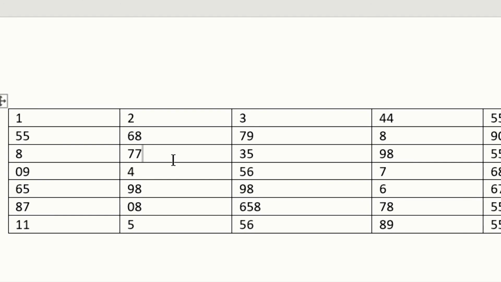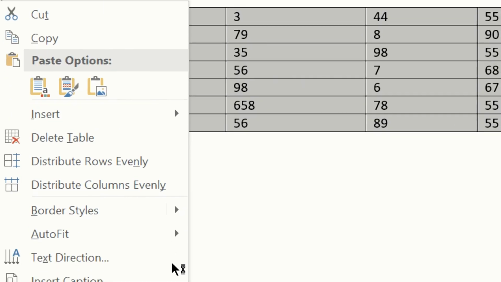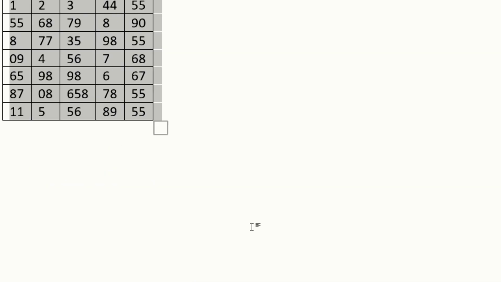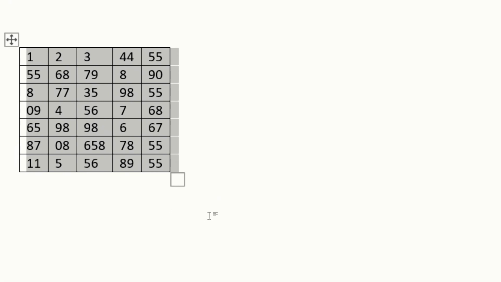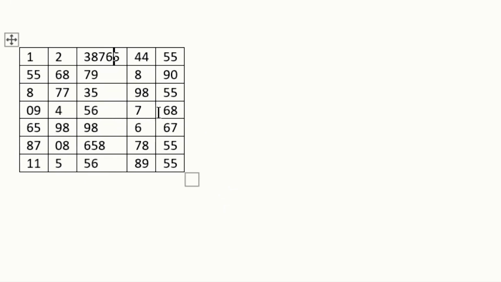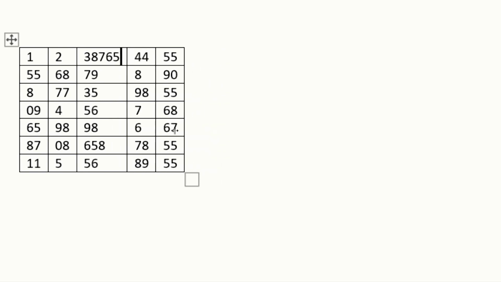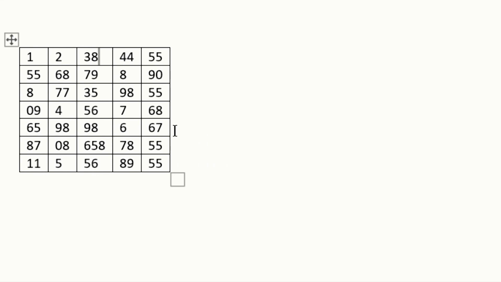Now let's see the auto fit option. For that, select the table, then right click, and you will get that menu. From there you can select the auto fit option. First, select auto fit to contents. Now you can see that the table automatically adjusted according to the size of the data inside the column. Now if you add more value in a column, it will automatically increase its width. Can you see that? Like this. If you reduce it, it will reduce. So that is auto fit to contents.